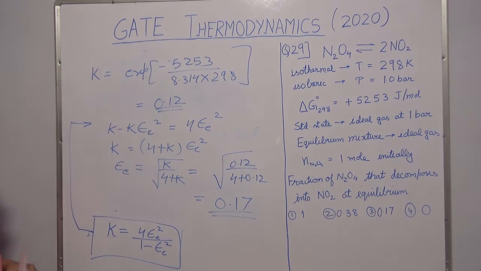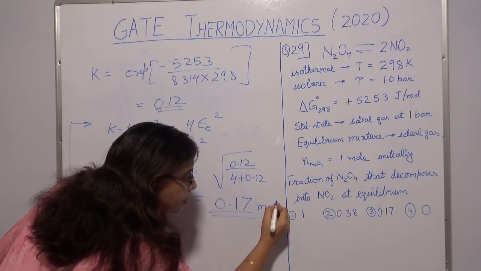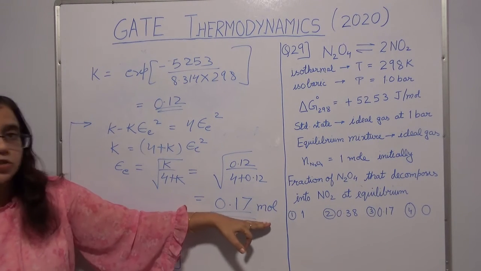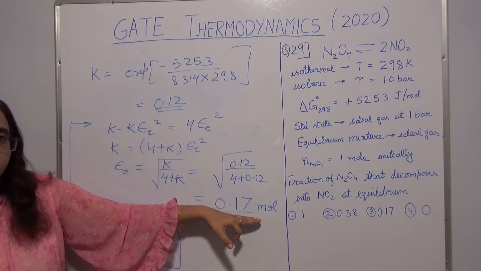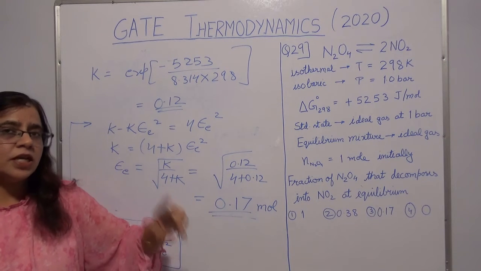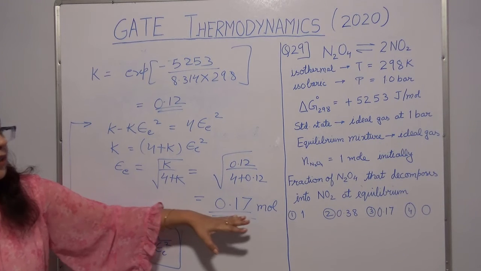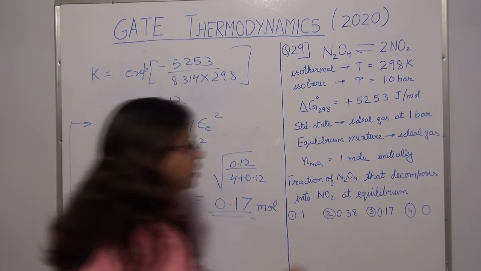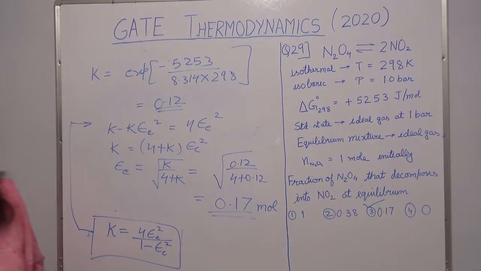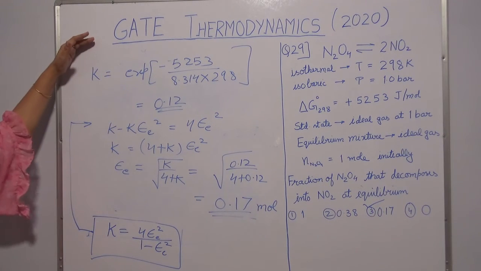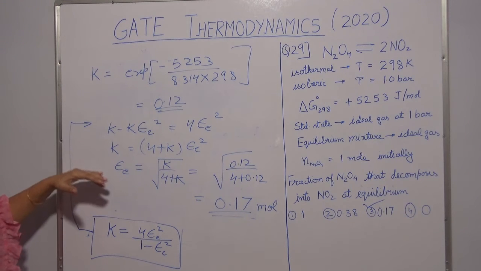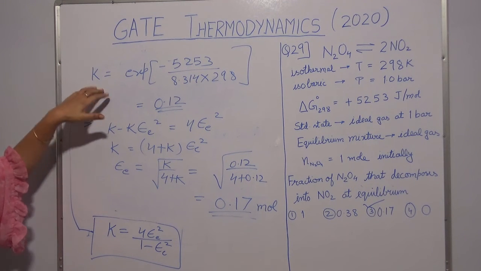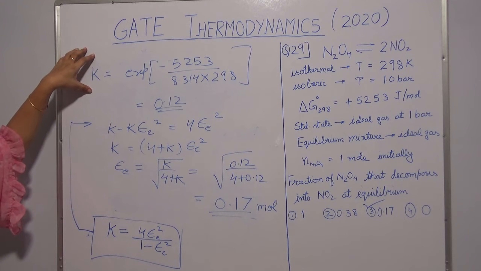So what you find is that, and of course extent of reaction has the units of moles, so your extent of reaction is 0.17 mole. So that means that 0.17 mole has reacted, and how much have you charged? You have charged 1 mole. So that means the fraction of N2O4 that has decomposed into NO2 is 0.17. So this is the correct answer. So this is very simple. The amount of calculation which you have to do is very simple, and also the equations which you are going to use are very simple. One is this, to find out K.